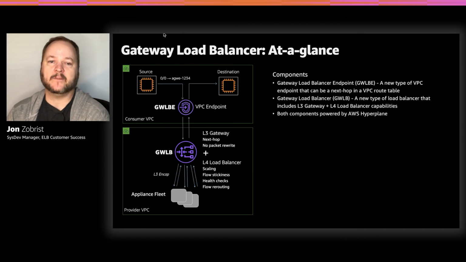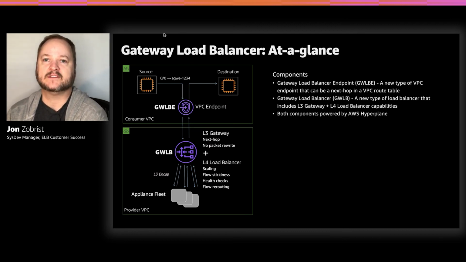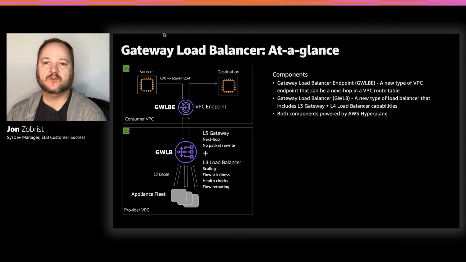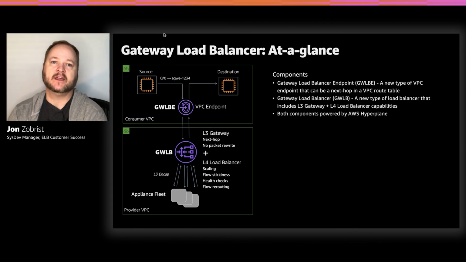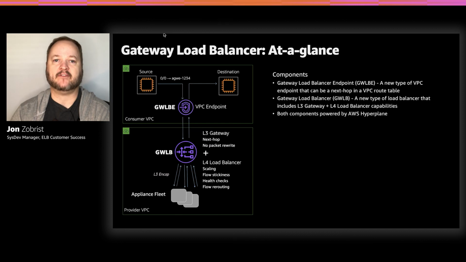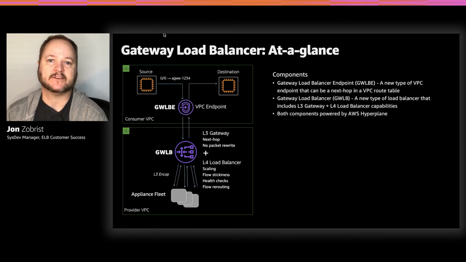So if we look at implementation here, what are the different components of the Gateway Load Balancer? We're going to have the Gateway Load Balancer itself, which is going to use that VPC endpoint, which you can insert into your routing table and it acts as a next hop. So you can have a source and a destination, and as the administrator or the owner of the VPC, you can go in there and configure this traffic to go directly through your Gateway Load Balancer.